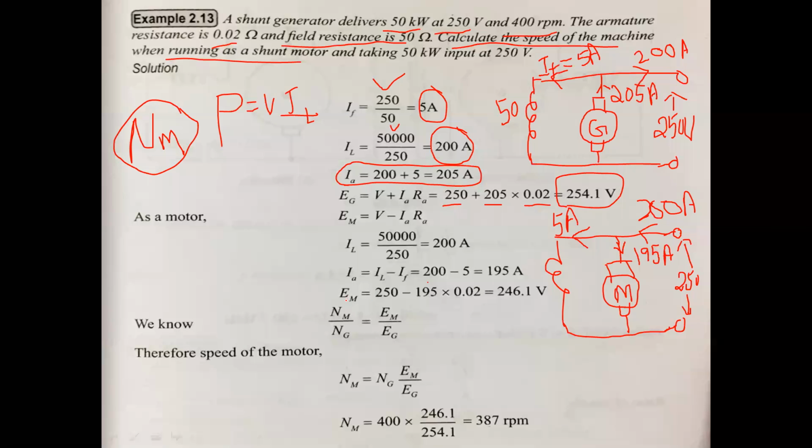So in case of the motor, back EMF is equal to V, same, minus armature current times resistance, 246. 246 is the back EMF. Therefore motor speed by generator speed is equal to motor back EMF by generated EMF. In this manner, motor speed is calculated.